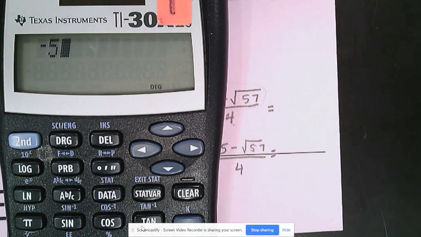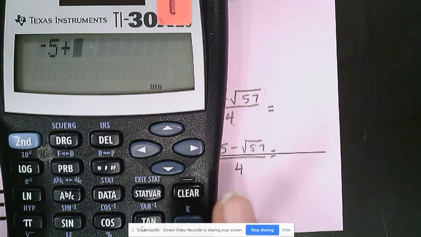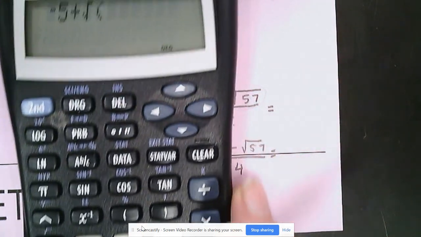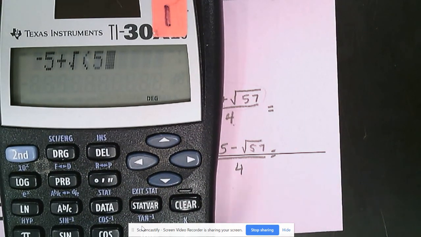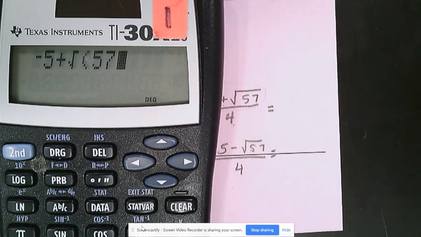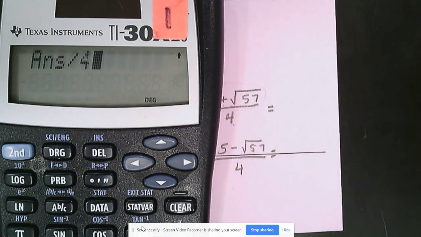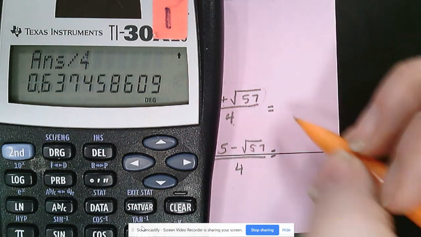-5 plus, and remember to do square root, we do second and the x squared key. And I'm going to put in the 57. You don't even need to close the parenthesis at this point. I'm just going to press equal. But then I'm going to divide by 4. So notice I did that in two separate steps.